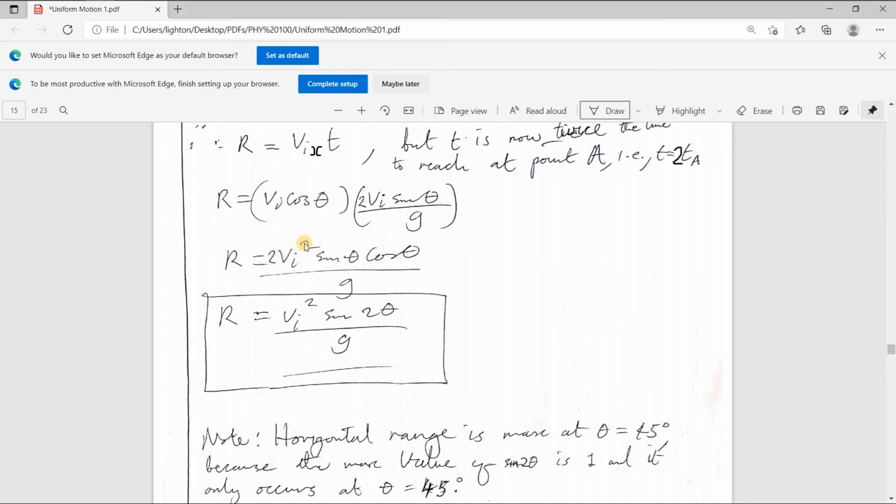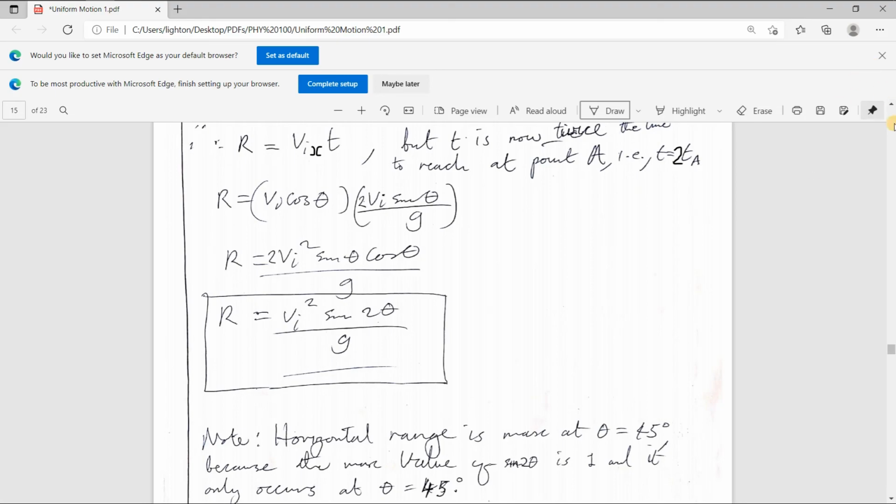You're getting 2 v i squared sin theta cos theta. But this 2 sin theta cos theta is just a trigonometric identity, which is equal to v i squared sin 2 theta over g. So this becomes your range. All right, this is your range, horizontal range.